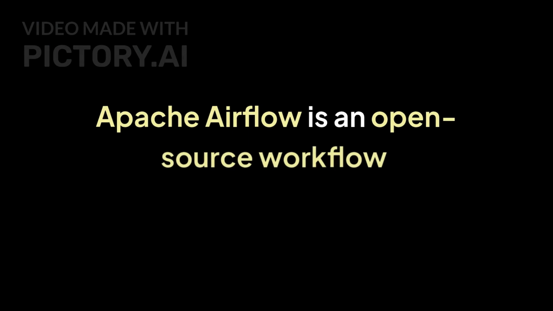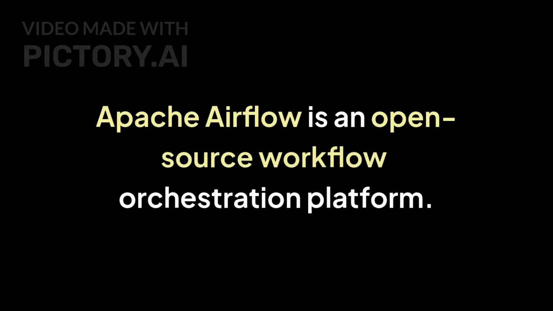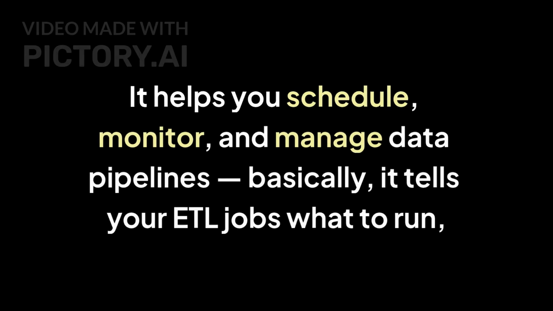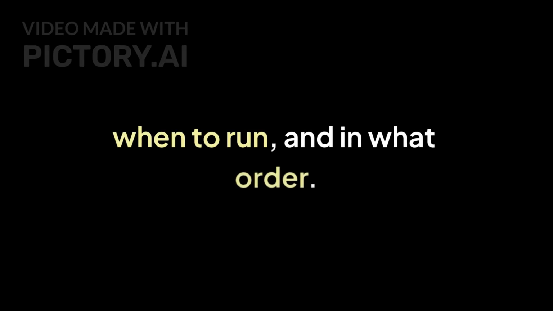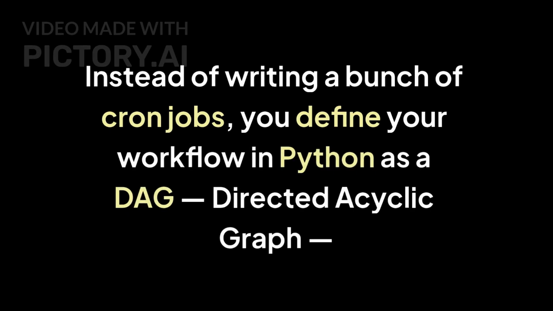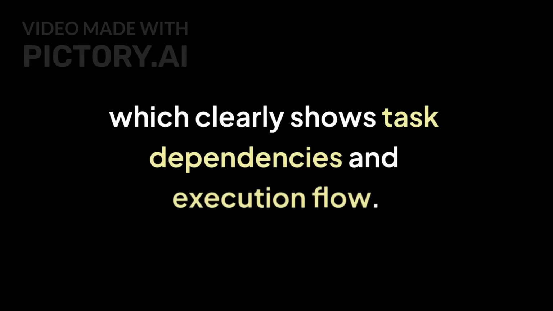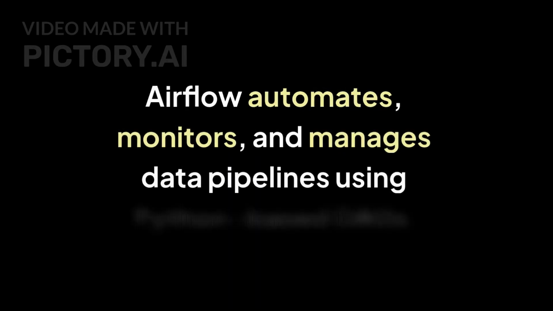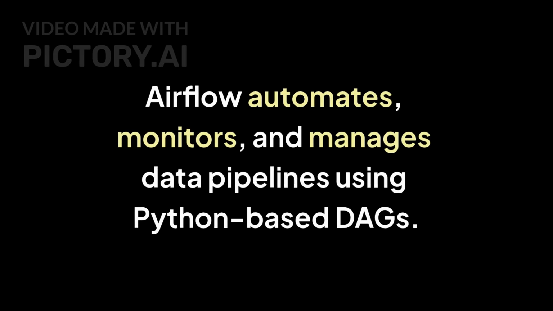Apache Airflow is an open-source workflow orchestration platform. It helps you schedule, monitor, and manage data pipelines. Basically, it tells your ETL jobs what to run, when to run, and in what order. Instead of writing a bunch of cron jobs, you define your workflow in Python as a DAG, directed acyclic graph, which clearly shows task dependencies and execution flow. So, a simple answer: Airflow automates, monitors, and manages data pipelines using Python-based DAGs.